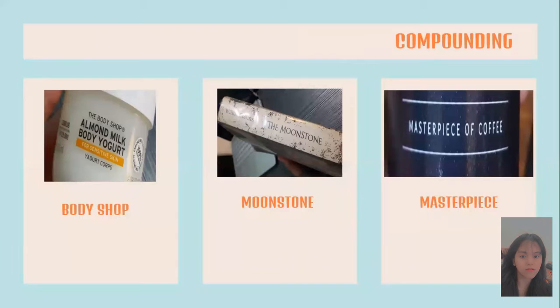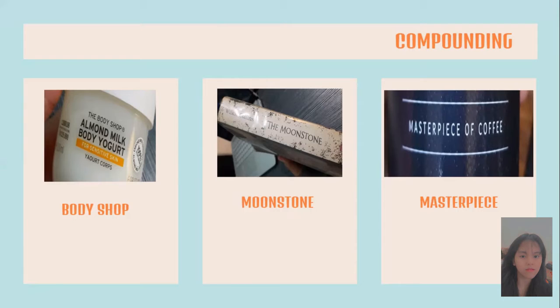Next on is compounding. Compound words are formed when two or more words join together to create a new word, new meaning, also new word class. The word body shop is a British cosmetics, skincare, and perfume company, and it comes from two words, body and shop. These two words make a new word which is body shop. And body shop is a type of endocentric because the whole compound meaning is obvious.